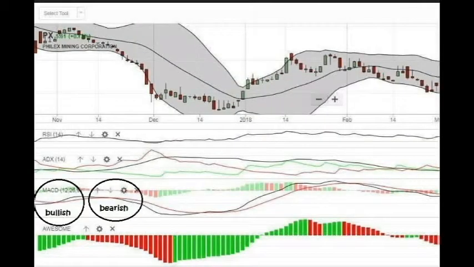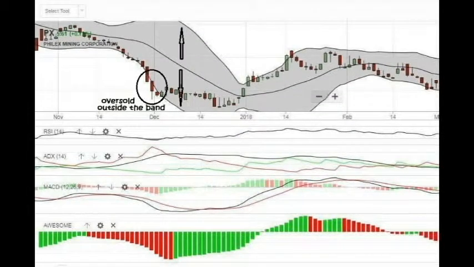In MACD, when the MACD line crosses the trigger line from below, that is a bullish crossover and generates a buy signal. When the MACD line crosses over the trigger line from above, it is called a bearish crossover and generates a sell signal.